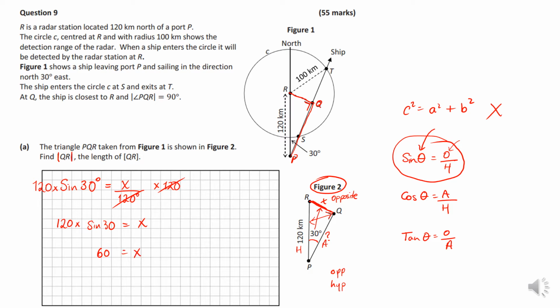So 60 equals X, or as was asked in the question, the length of QR equals 60, and it will be kilometers because the 120 was in kilometers. Actually, there shouldn't be a degrees sign there at all. Okay. All right, so QR equals 60 kilometers.